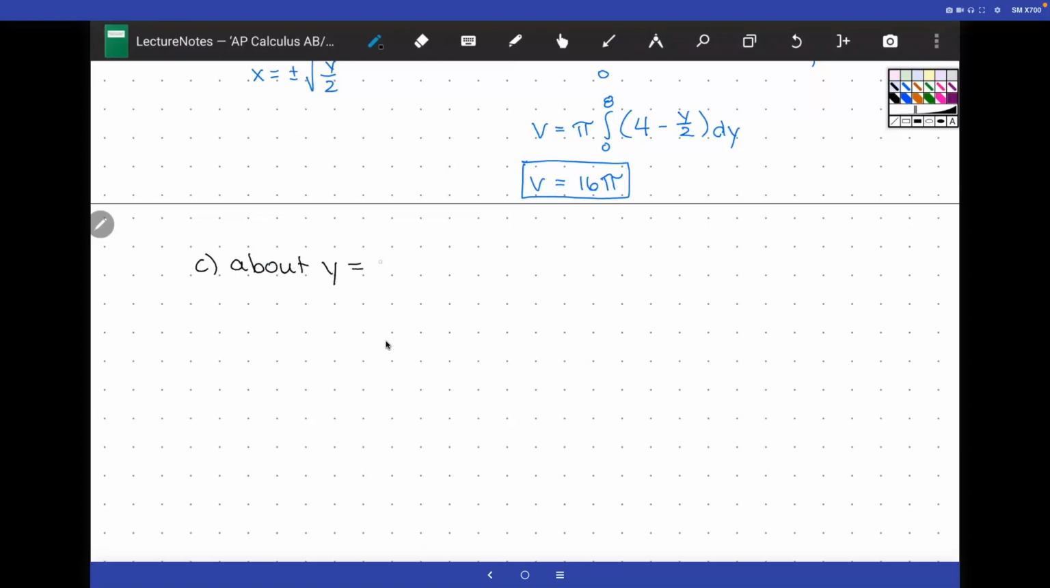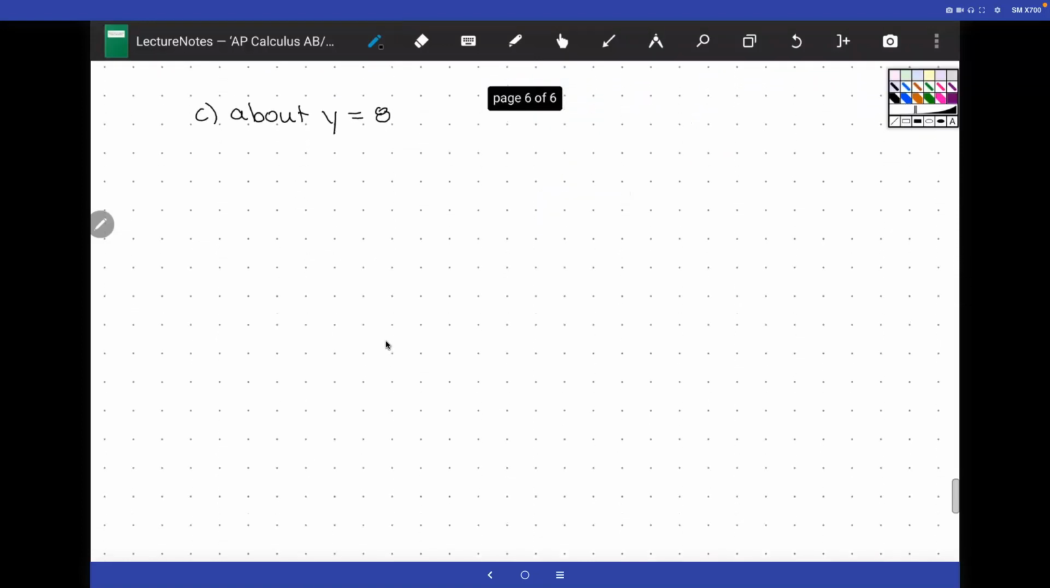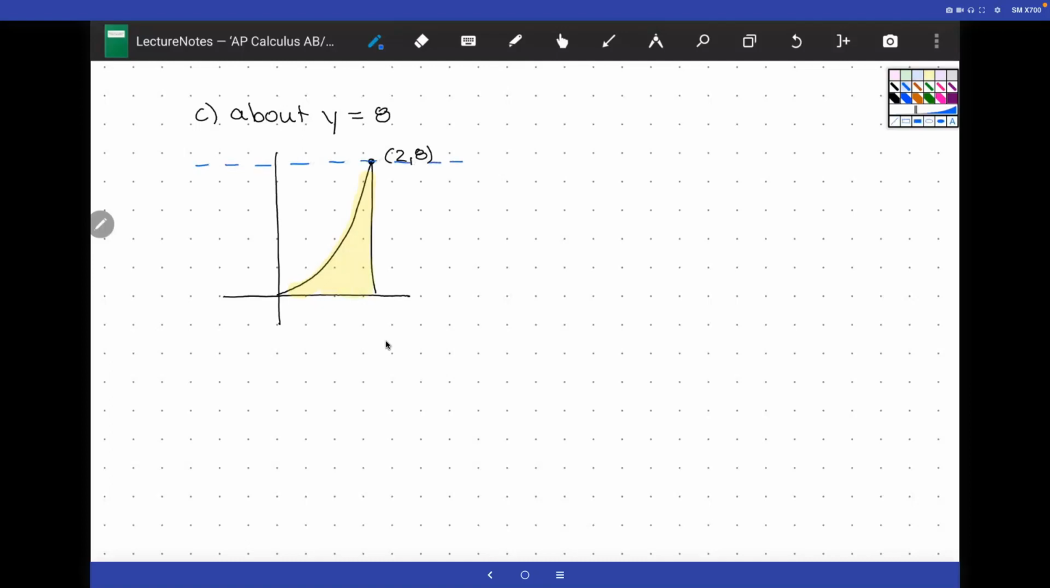About y equals 8. So we'll do this one together, and then I'll have you guys do part D on your own. So C, I'm going to draw that same picture. That's at 2, 8. We got this area that's going to rotate about the line y equals 8, which is up here.